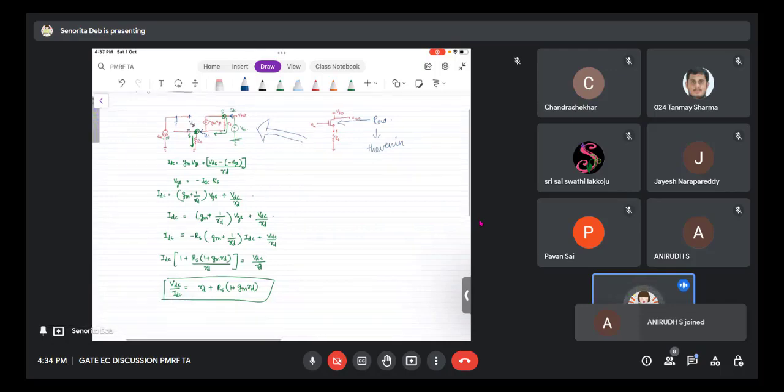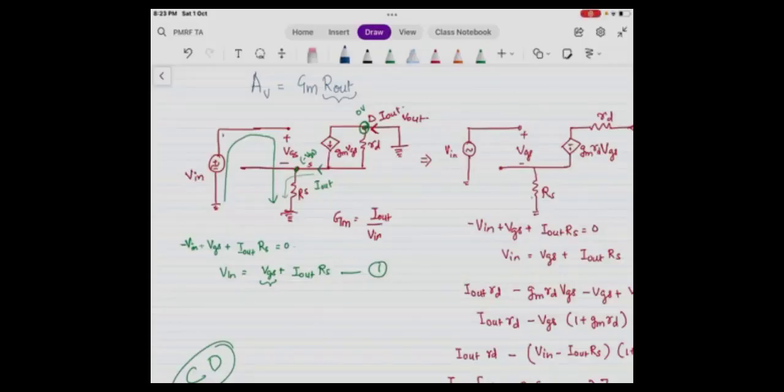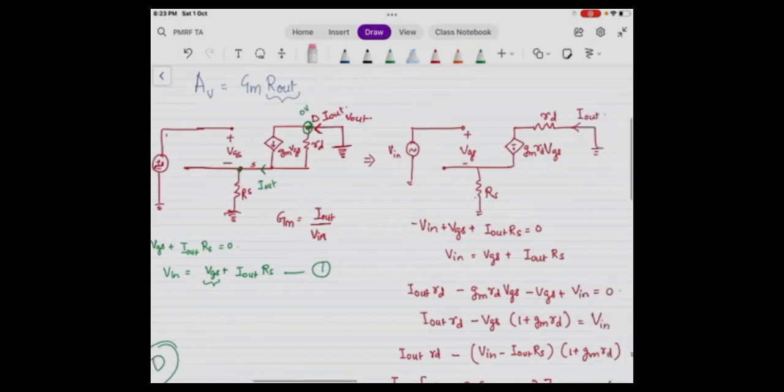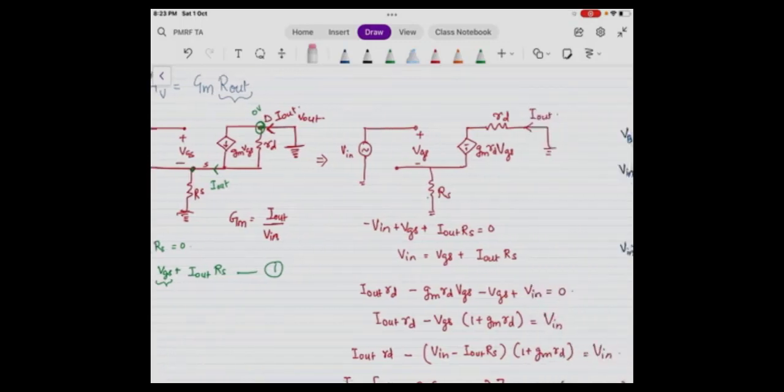So after finding the R out, we will now find GM. GM is given by I out by V in, and for that we have to short the output, as you can see in this small signal model. We have to short the output and V in will be applied. Now I am redrawing this small signal model in this form. I am just doing a source transformation of this part so that it is easier for me to solve the small signal model.